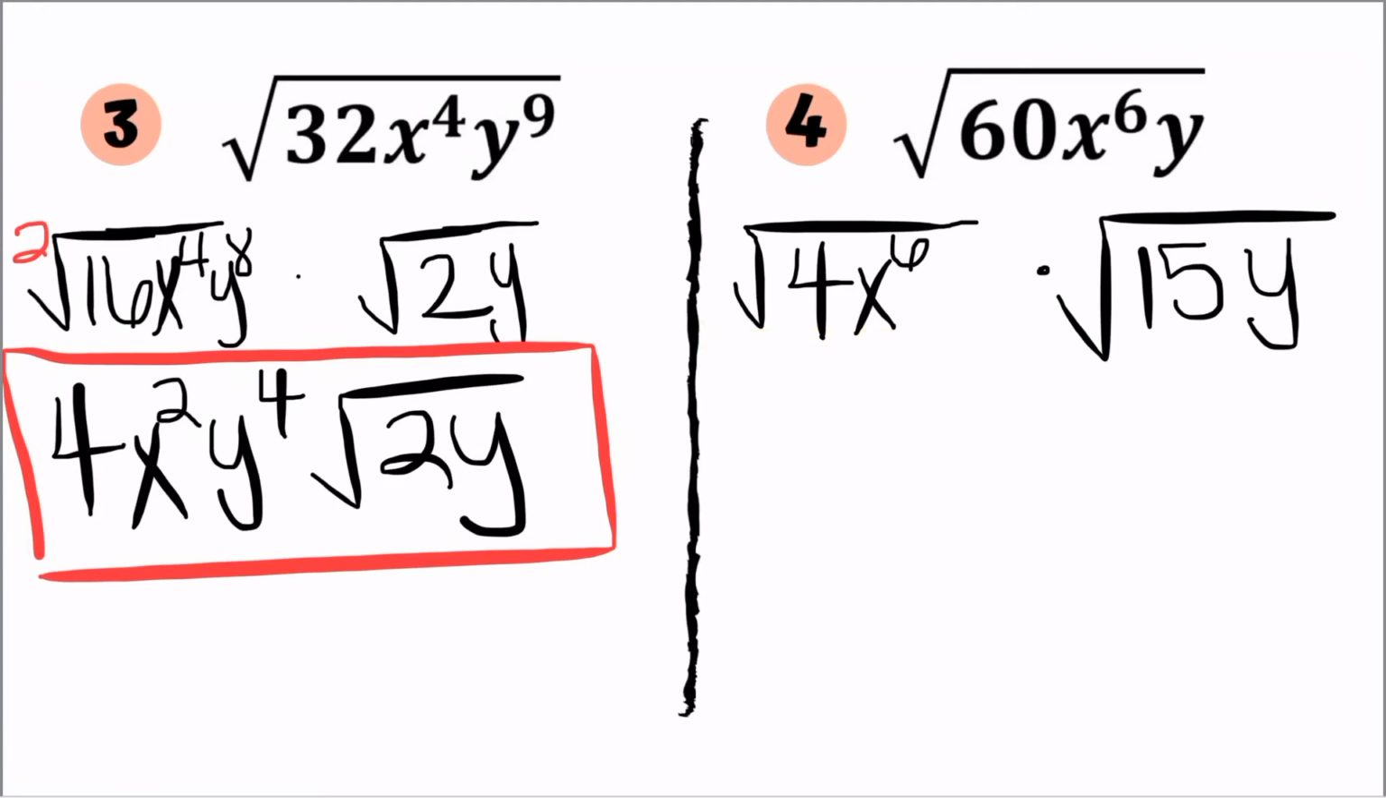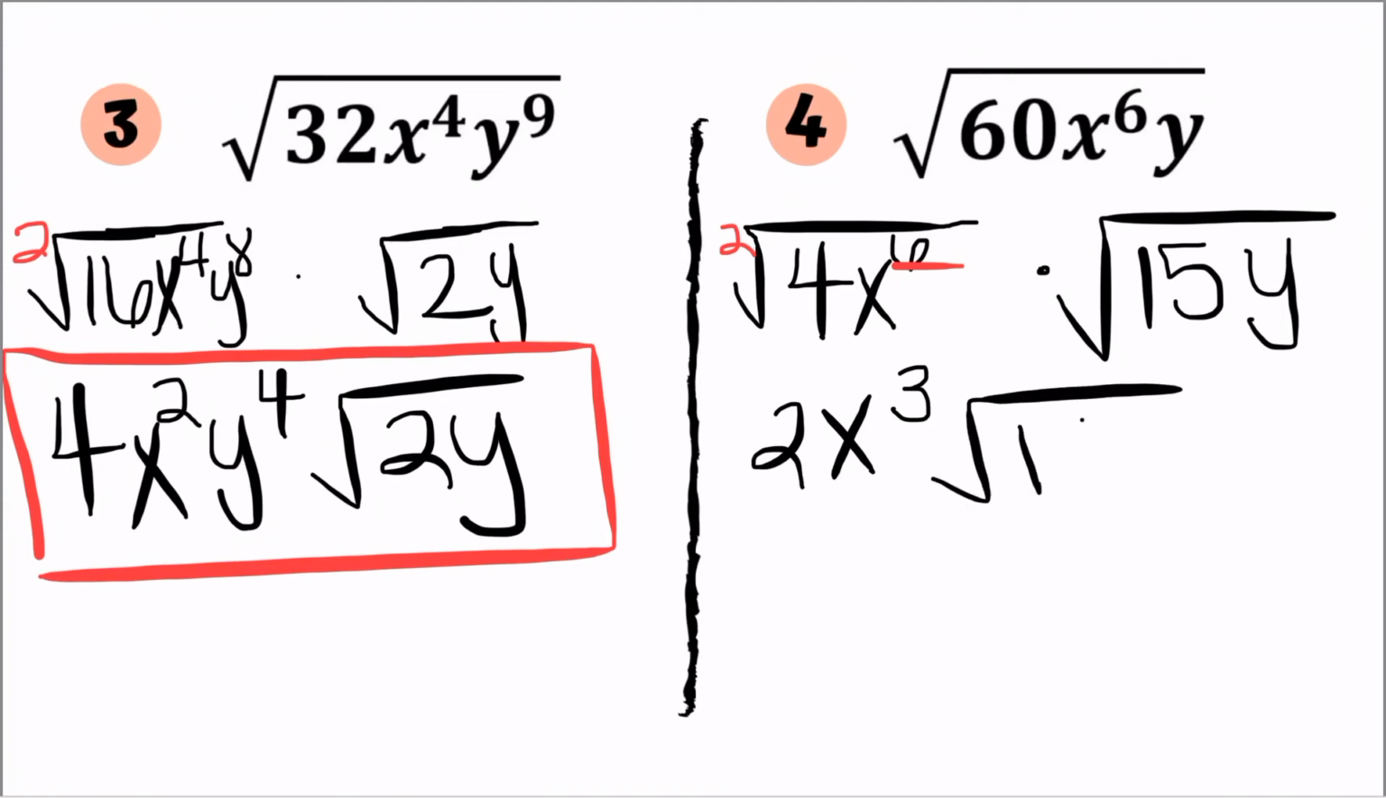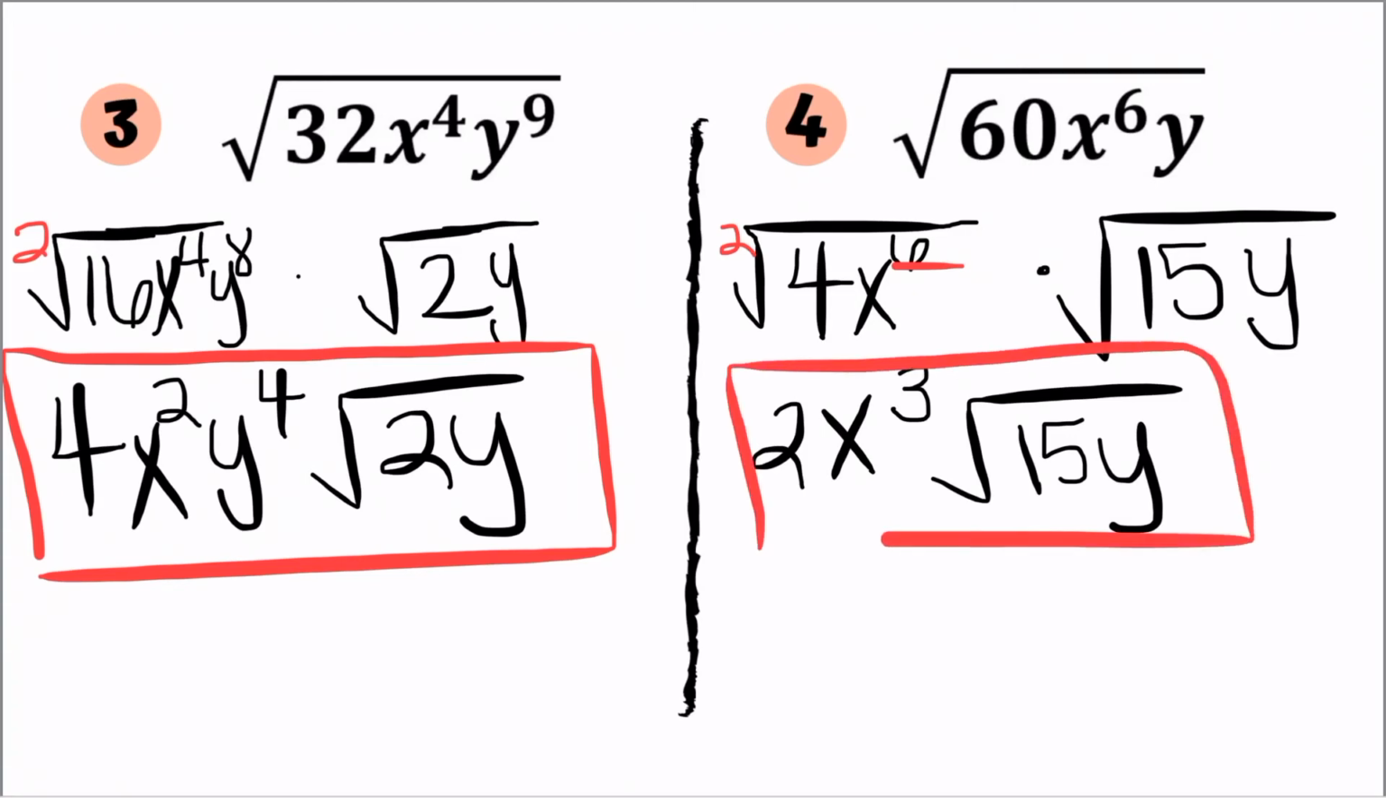The square root of 4 is 2. I can divide the exponent by index 2. 6 divided by 2 is 3. So this becomes x to the 3rd. And then I'm going to bring down this radical because I can't simplify it. The square root of 15y is just the square root of 15y. So this becomes the square root of 15y right next to the 2x cubed. And that is my answer.